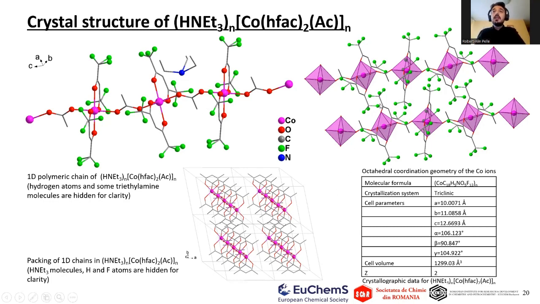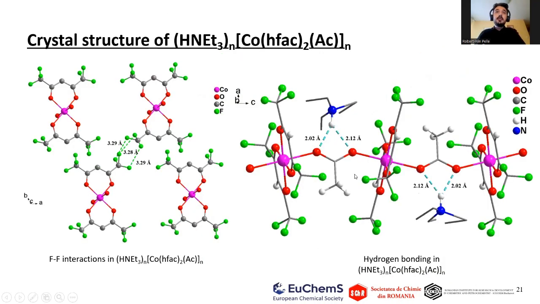On the right, we can see 2 chains with the octahedral geometries of the cobalt ions and the crystallographic parameters. Again, we notice fluorine-fluorine interactions as we have short distances between fluorine atoms from different chains, 3.29, 3.28 angstrom, and also some hydrogen bonds that strengthen the crystal structure between the hydrogen from the triethylamine and the oxygen from the acetate ligands.